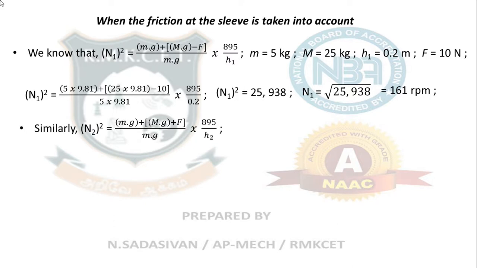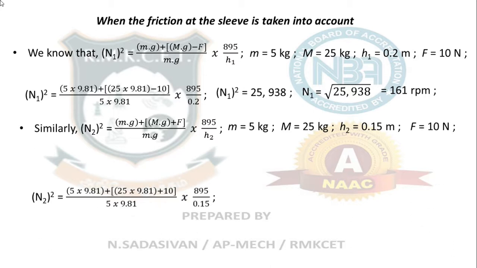Similarly, the second case, here the only difference is we will have a plus symbol for friction, because I told you the friction is going to come down because the sleeve is moving up. So it is in the weight action direction, and this is H2. That is the only difference between the previous formula and this one. So 5 kg, 25 kg sleeve mass. H2 is 0.15. Be careful, you have to put H2 here. Don't put the 200 itself. This is 150. Friction 10 Newton.